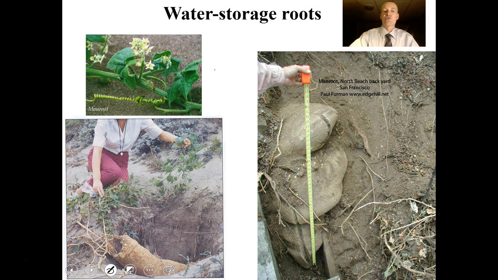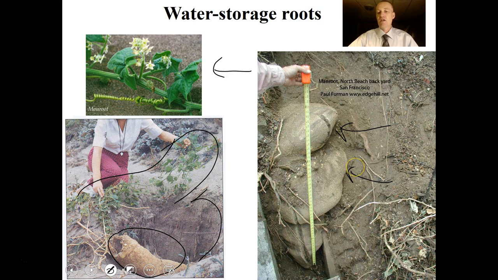Here's what the plant looks like on the surface. It kind of looks like a vine, but that vine, you can see this lady holding the vine, spreading out, and then she dug a hole here. And this is called a man root. And man root is known to live in areas that may be dry, and it is a water storage organ.